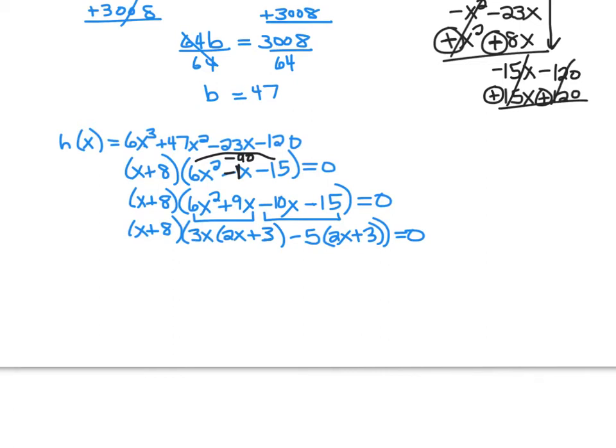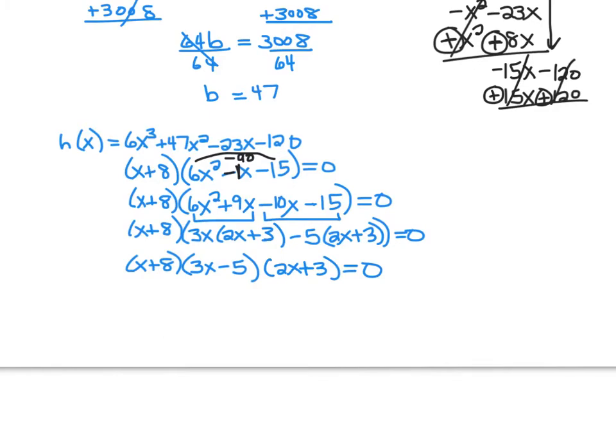All right, so now we got a lot going on here. Let's bring down the x plus 8. And then in my next parenthesis, I'm going to group together this 3x with the minus 5. Okay, and then finally, I'm going to take this common binomial of 2x plus 3 and rewrite that. And we're going to remember to bring down the equals 0, right? We want to keep it an equation.